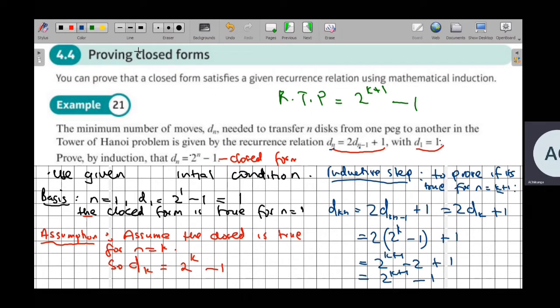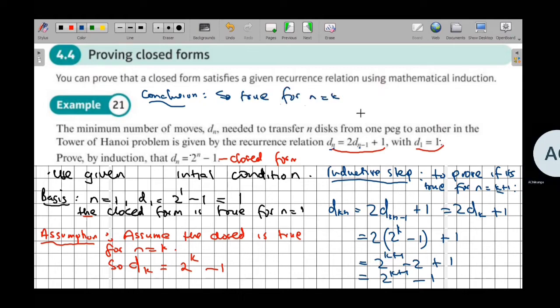Now, let me just write it here because I don't have space anymore. You do your conclusion. So what can we say? It's true for n is equal to k, and it implies that it's also true for n is equal to k plus 1, and true for n is equal to 1. Then you make that conclusion.